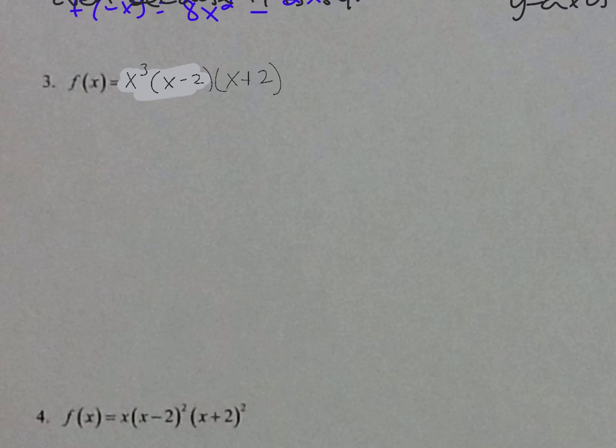Okay, so I have f of x is equal to x to the third times x minus 2 times x plus 2. So pick a number. I'm going to pick 4 this time. So I have f of 4 is equal to 4 cubed times 4 minus 2 times 4 plus 2.